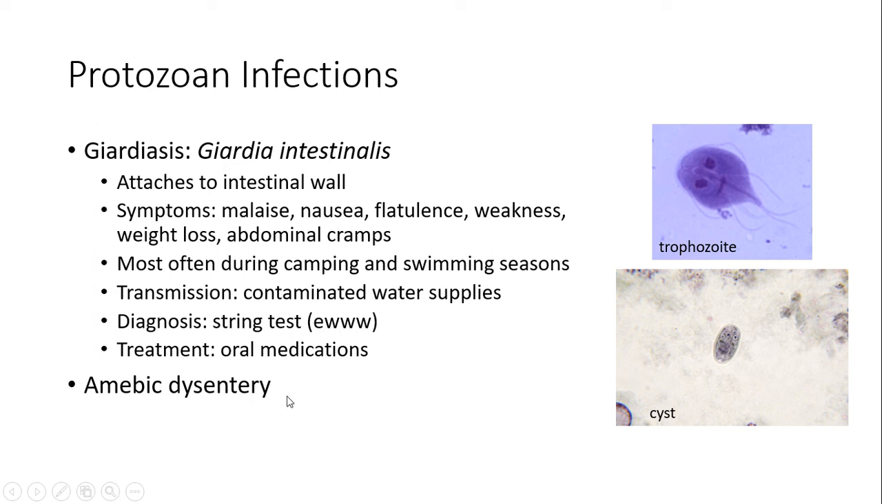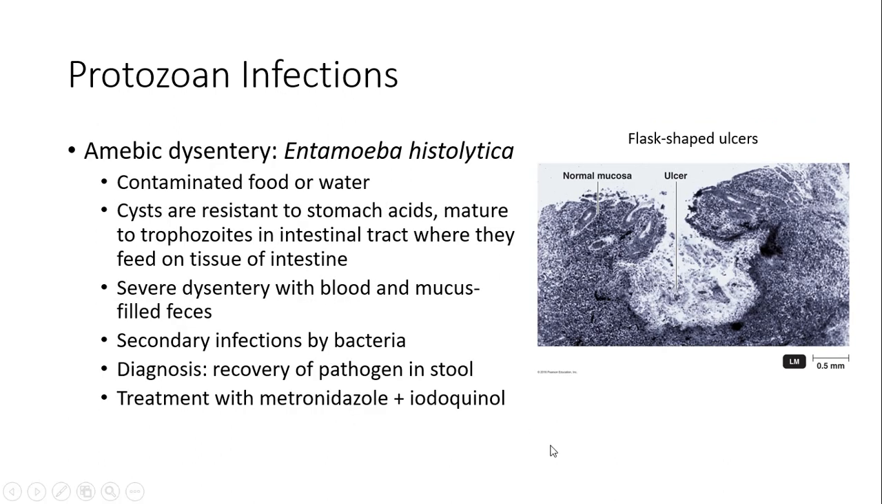You can also have amoebic dysentery, which is caused by amoeba. This is most often caused by the organism Entamoeba histolytica. Again, contaminated food or water is the risk here. Cysts for this organism are going to be resistant to the stomach acids. So they will get to the intestine and mature to trophozoites in that tissue. And there they will feed on the tissue of the intestine.